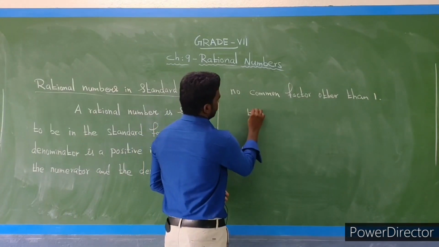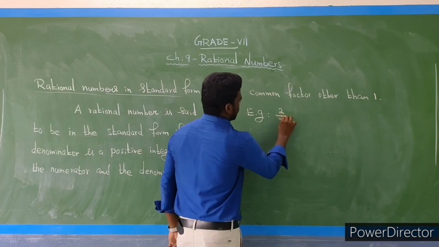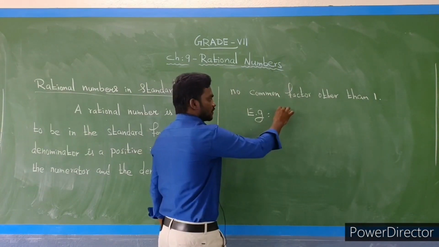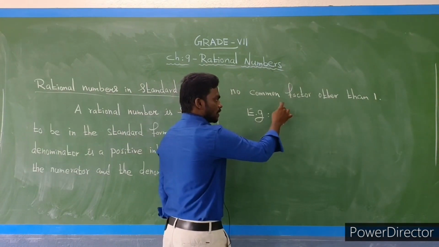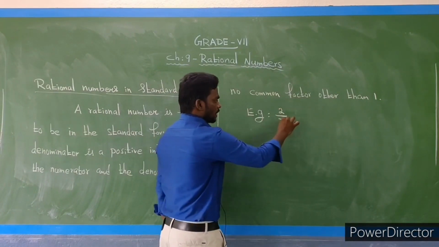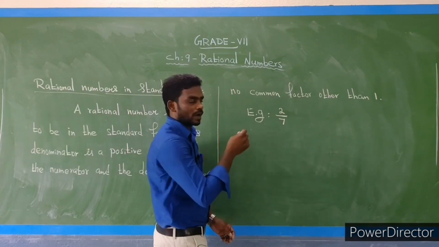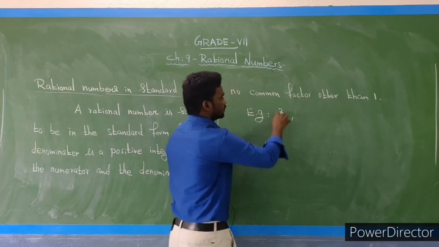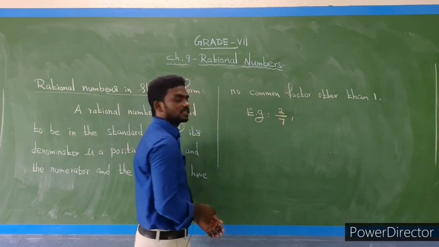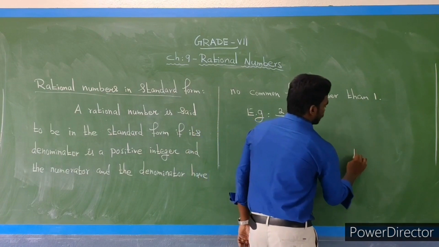So for example, 2 by 7. What is the common factor for 2 and 7? 1 is a common factor for every number, right? So 1 is a factor of 2, and 1 is also a factor of 7. So the only common factor of 2 and 7 is 1. So the number 2 by 7 is in the simplest form of the rational number.